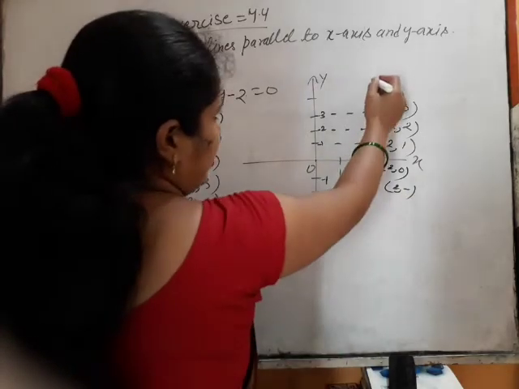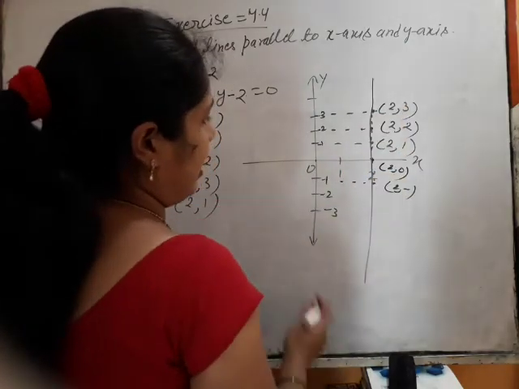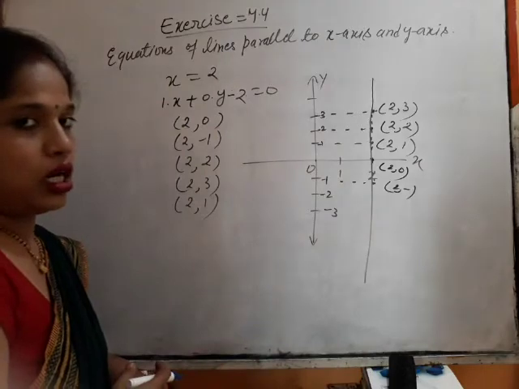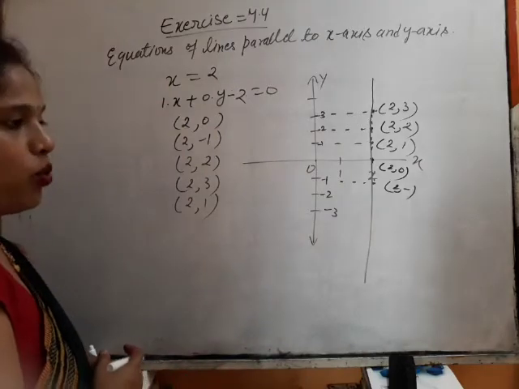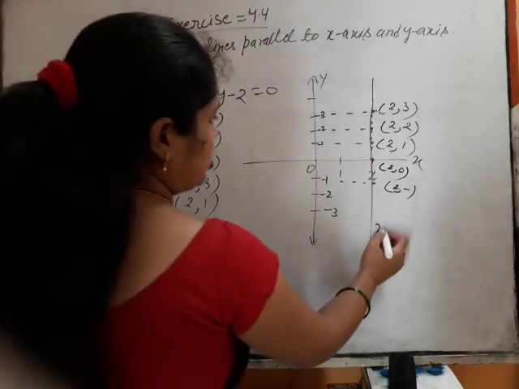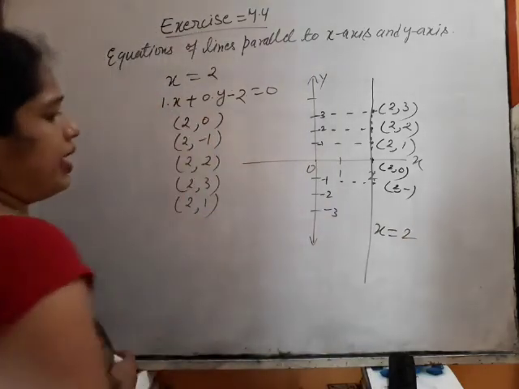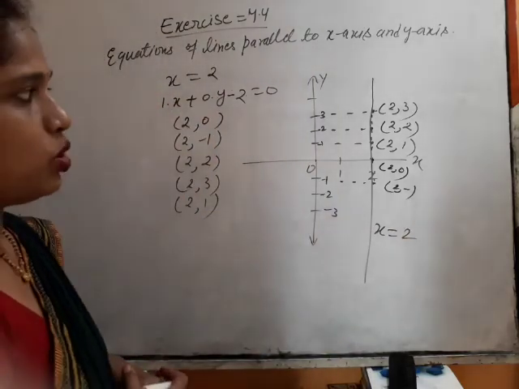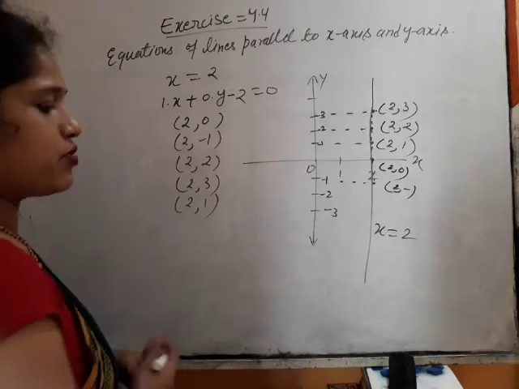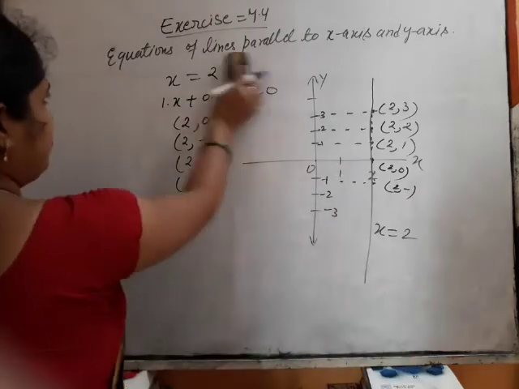So if we start joining all these points, we will get a straight line which will be parallel to the y-axis. So what is this equation actually? x equals 2. So this is how we will solve the question of Exercise 4.4.